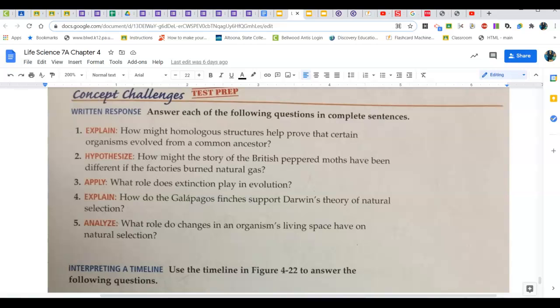What role does extinction play in evolution? Extinction happens when organisms cannot adapt to the environment that they live in. That not being able to adapt is a part of evolution. So if you're not the strongest, you may disappear.